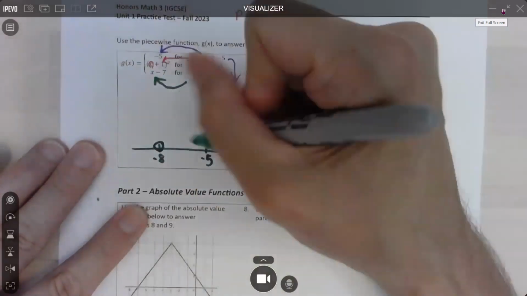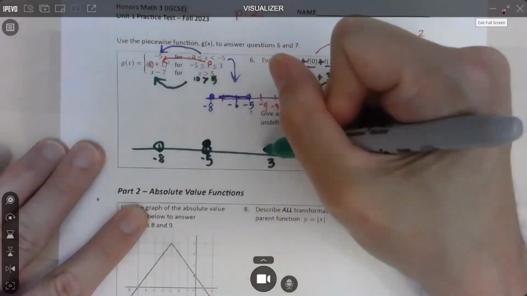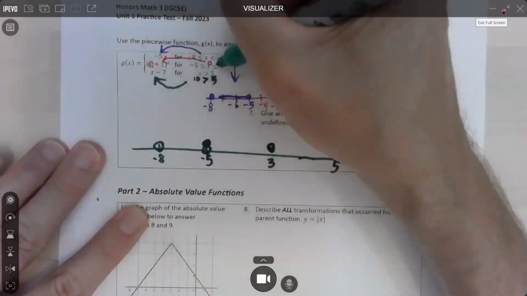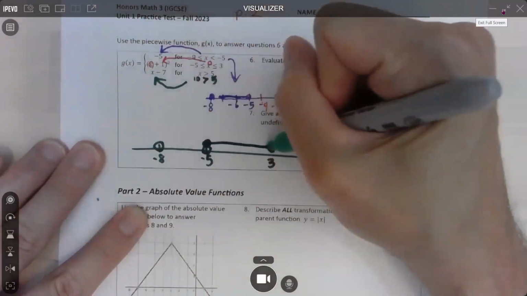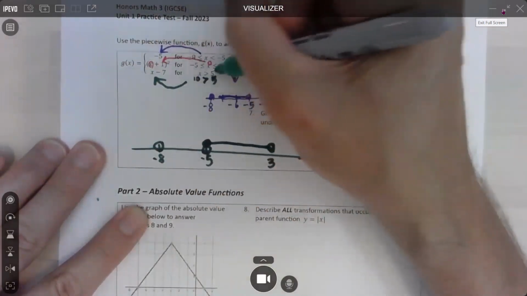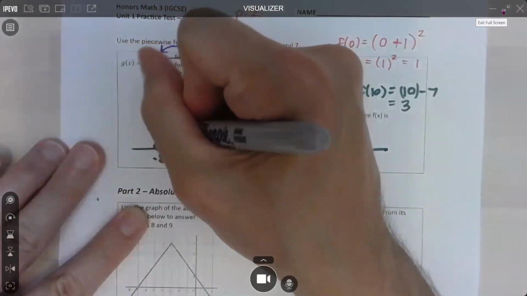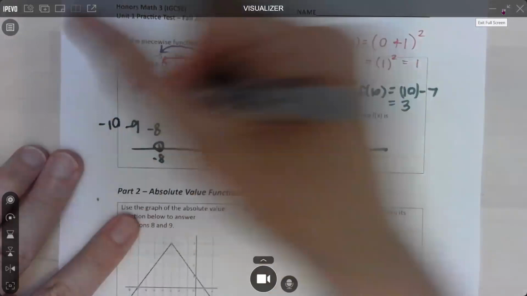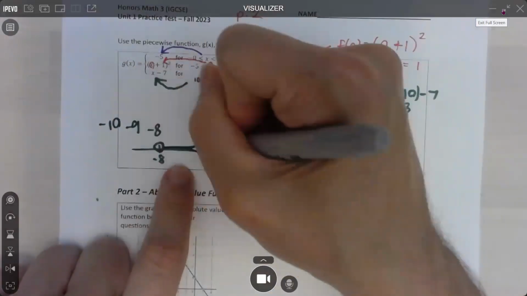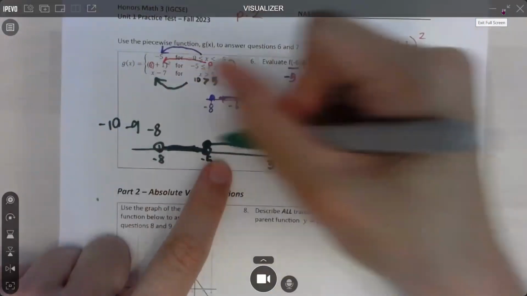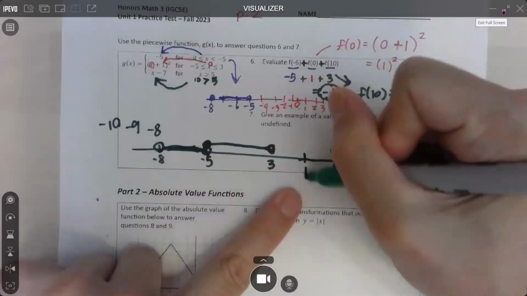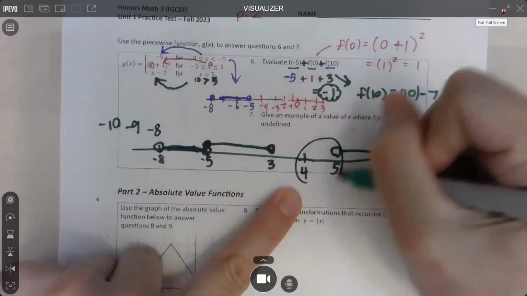This -5 is going to be an open circle, but then between -5 and 3, those are both going to be closed from the middle inequality. And then anything after 5, so -8, -9, -10, those are going to be connected. -5 works, -3, 4, 5, lots of examples.